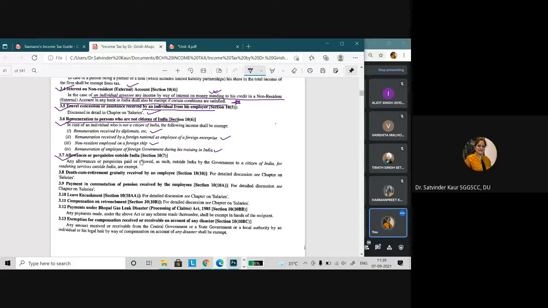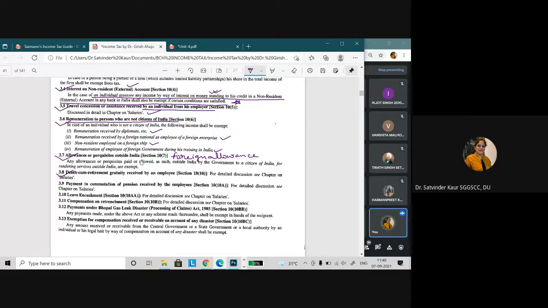Allowances or perquisites outside India. These allowances are called foreign allowances. So if a person is an Indian citizen and he is working abroad and he is receiving salary from the Indian government, then in that case, whatever allowances or perquisites he is receiving outside India would be exempt, but the salary received by him is going to be taxable.